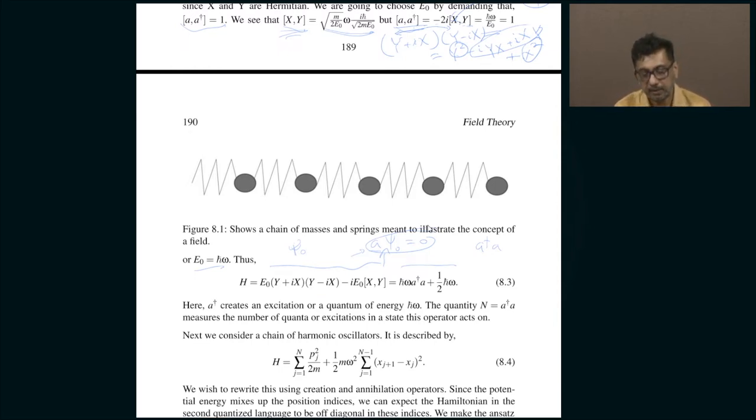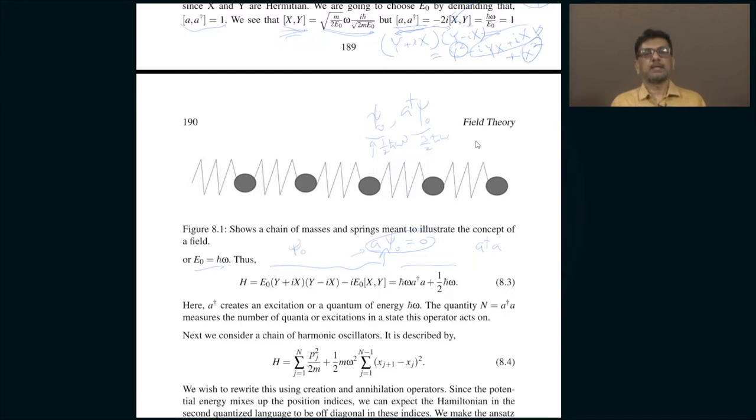For example, you can construct a bunch of states like this. From here you get the ground state, but then you can construct another state, psi 1, and you can show that all these will be eigenstates of the Hamiltonian. The eigenvalue of the Hamiltonian corresponding to the ground state will be half h bar omega, whereas it will be 3 by 2 h bar omega here.